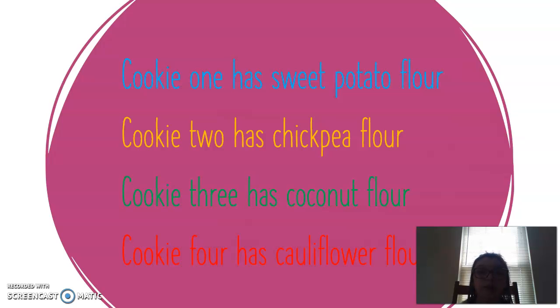The next part of my scenario is that I conducted a blind taste test and had the taste testers fill out a survey. In the survey, Cookie 1 has sweet potato flour, Cookie 2 has chickpea flour, Cookie 3 has coconut flour, and Cookie 4 has cauliflower flour.